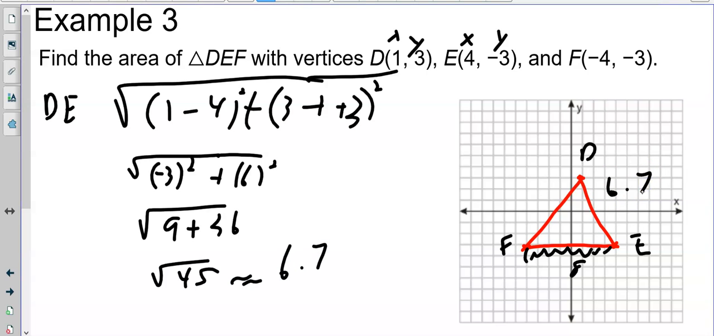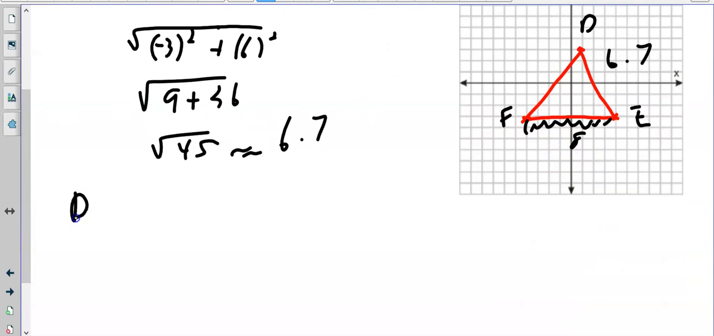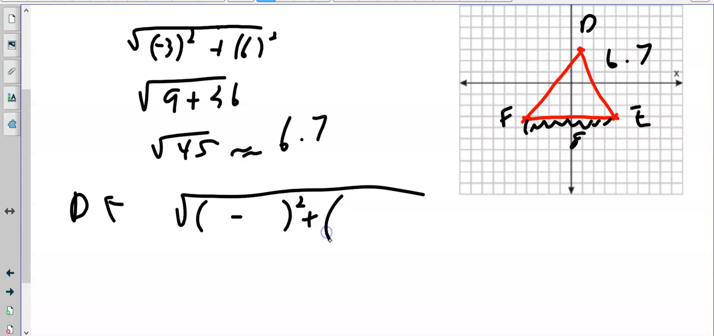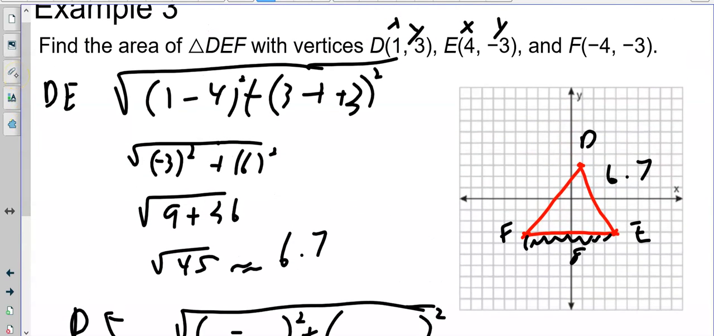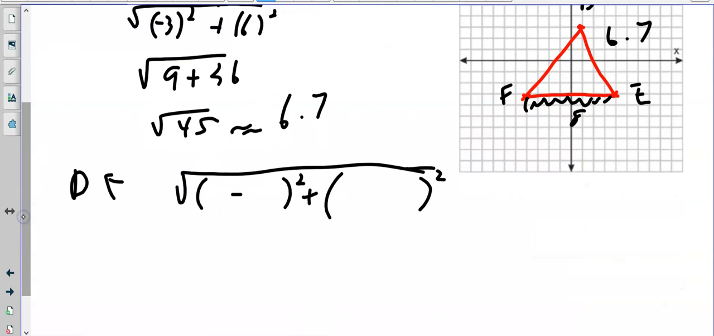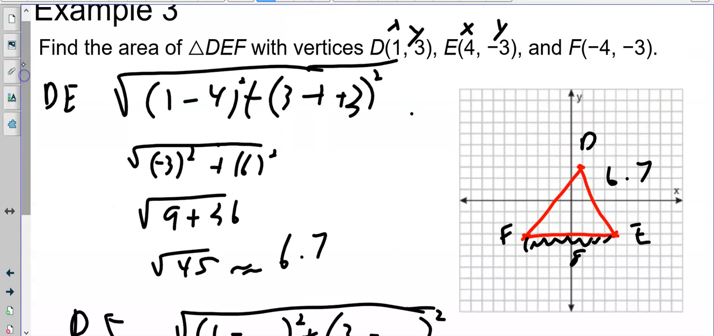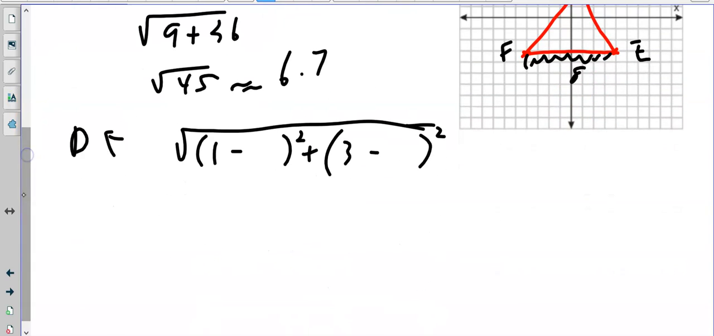And now we're going to do it again, but we're going to do DF. So DF. And I'm going to set up my formula like so. And now I'm going to use my points. So for D, again, it's 1 and 3. All right? So I'm just going to put those in right here. 1 and 3, because those go in the first spot. And then for F, it's -4 and -3. And that's where, again, this is going to come in really handy so you don't make that mistake. And these are both going to become plus.